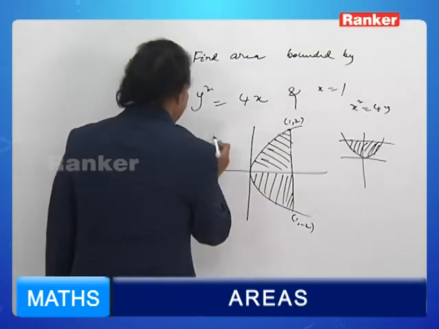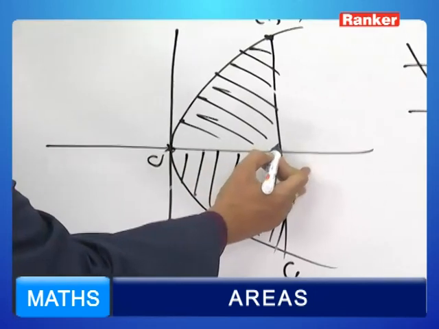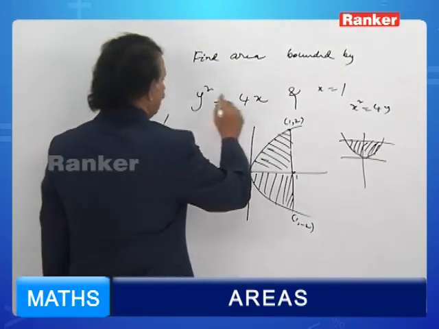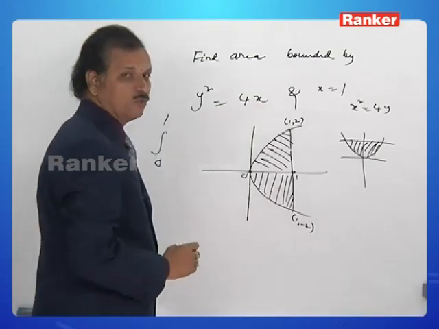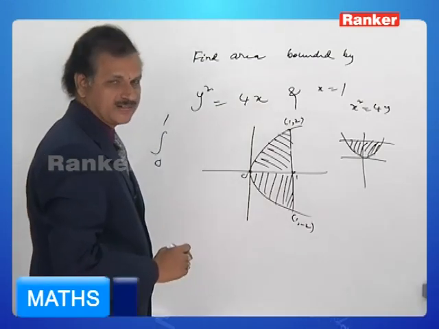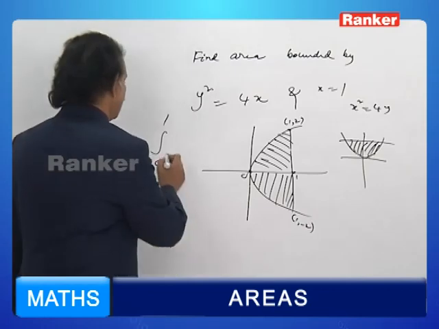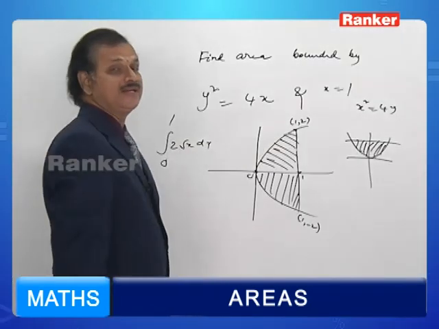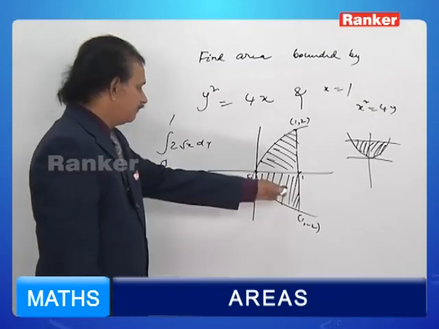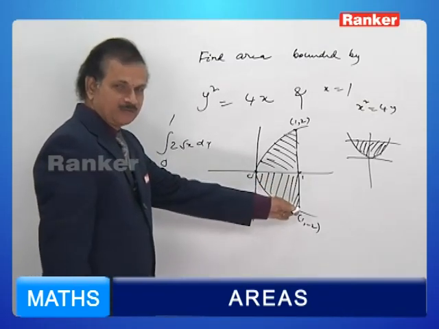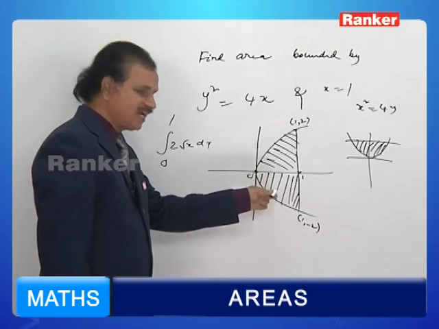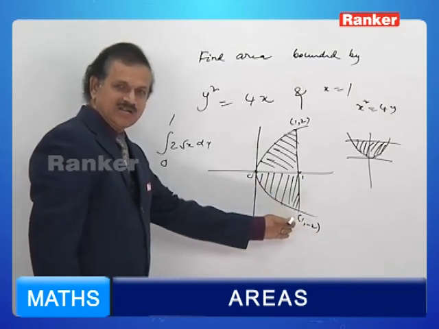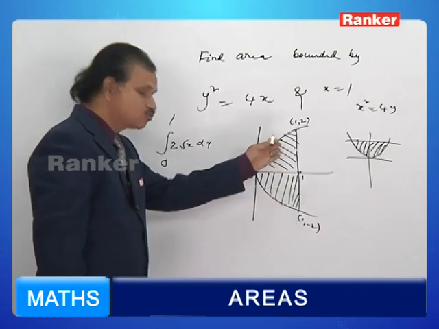This area is, if this part is 0 and this part is 1, integral 0 to 1, y square is equal to 4x, means y is equal to root 4x, that is plus or minus 2 root x, or 2 root x dx. Why should you take 2 root x only, not minus 2 root x? If you want to find this area, you take minus 2 root x, because the curve lies below the x-axis here and it is supposed to be negative. That is why y is minus 2 root x, but here it is 2 root x only.